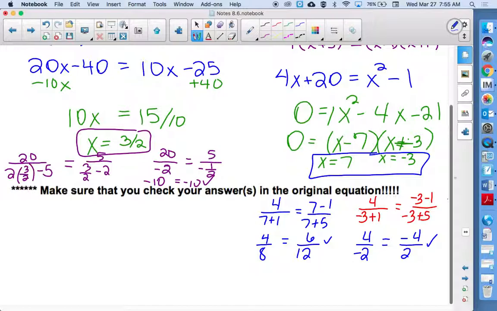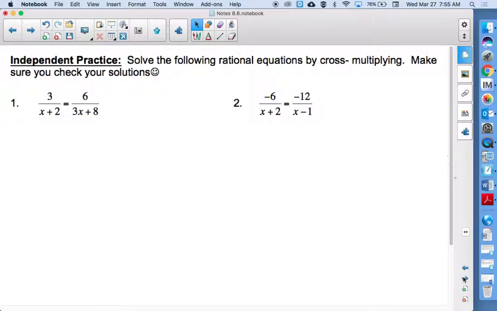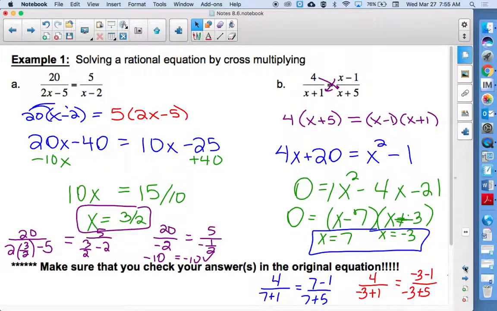I think there's 2 problems at the bottom of the page. See if you can solve those 2 problems. So again, solve by cross multiplying. Make sure you check your solutions.